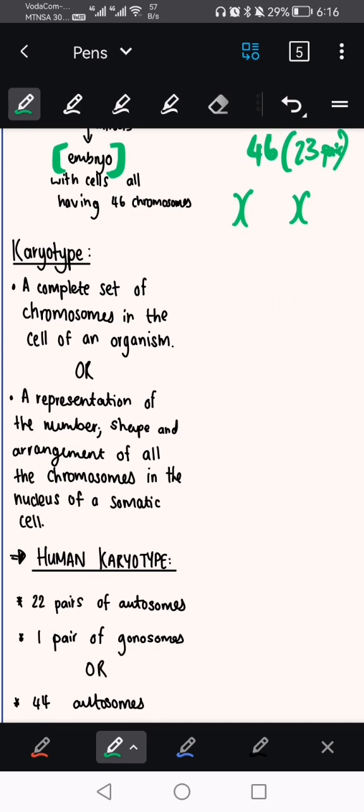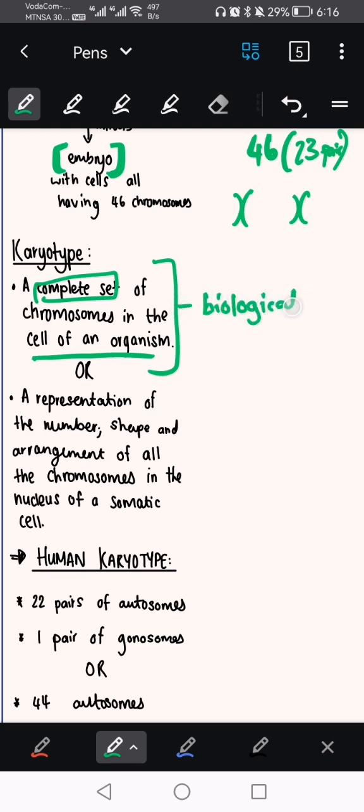So how do we know how many chromosomes humans have? This is when the karyotype came. Now the karyotype shows a complete set of chromosomes in the cell of an organism. The complete set, so everything. That is one definition that can be used, and remember this can come in the paper in biological terms, in multiple choice questions, it can even come as a definition, right? So make sure that you know it.